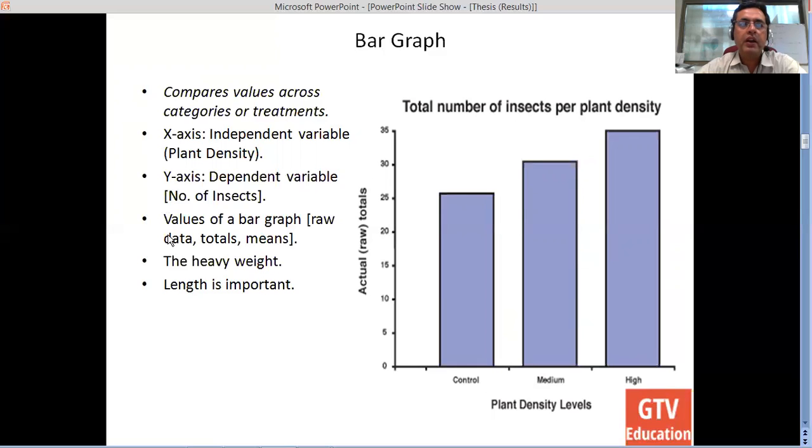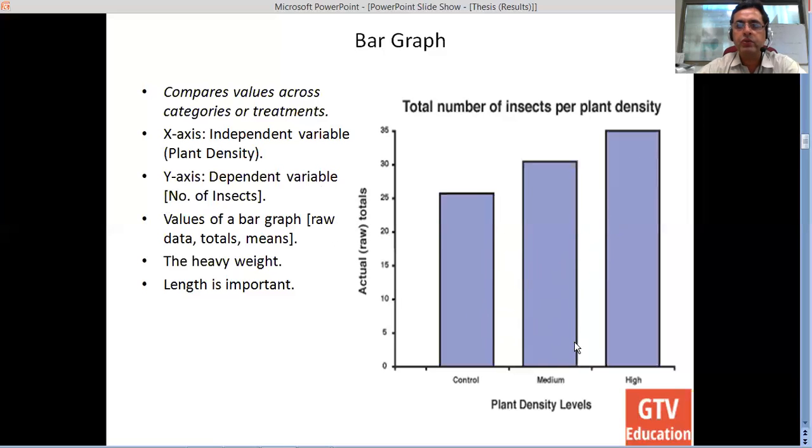Values in a bar graph could be raw data, totals of your samples, or other things, like their means. You can use all these different types of data to present your data in the form of a bar graph. And the length here is important.